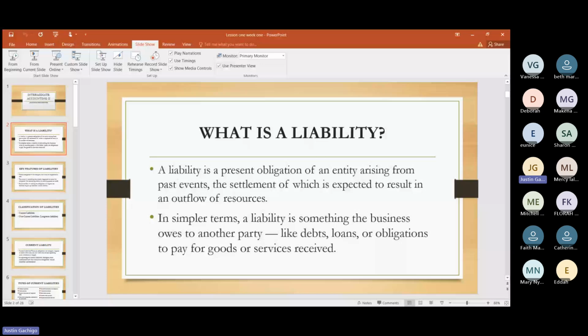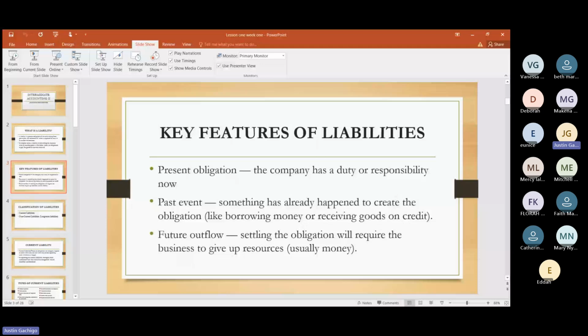Ulienda mahali, ukakopa, so you have to pay. So that event happened in the past. But now you are paying it right now. That is where we are saying it is a present obligation. And then we are saying that there is an expectation of an outflow of resources. So you need to pay. In short, you normally say deni ya kukopa ni kulipa. That is what that statement tells us. So now these are the key features of liabilities.